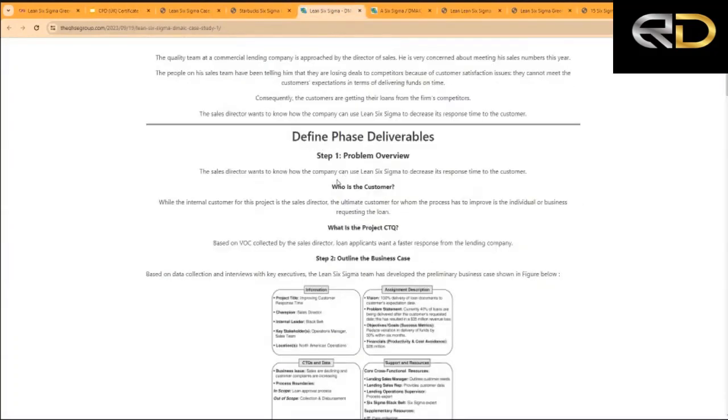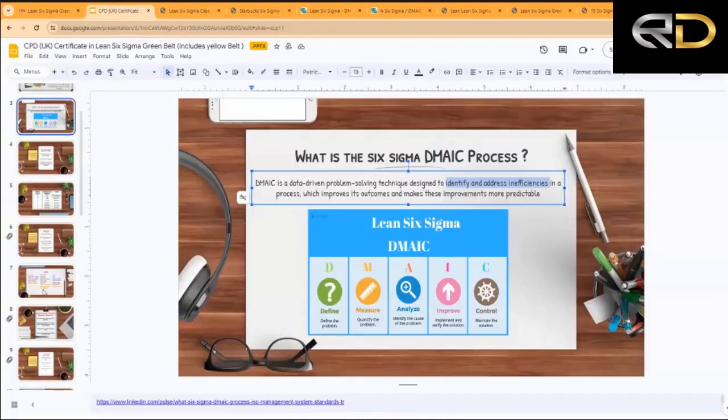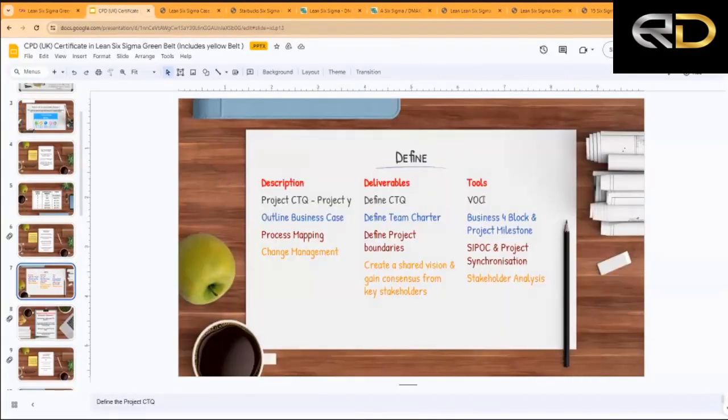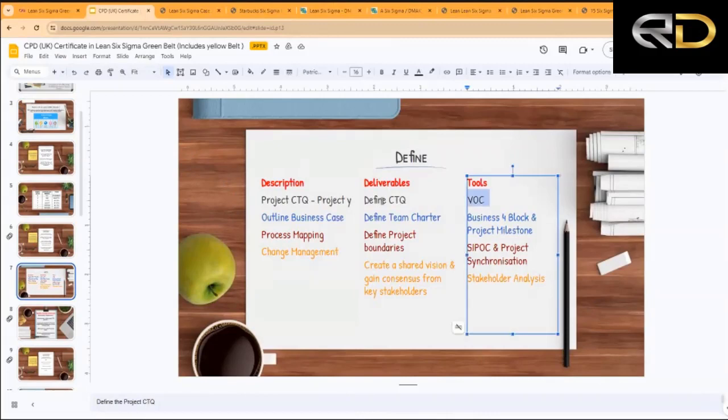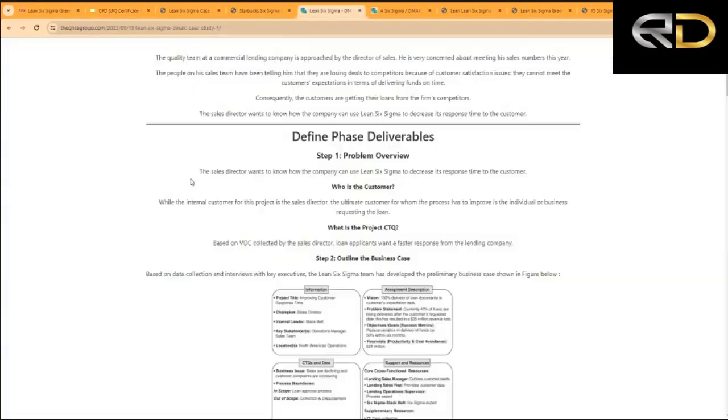So we are going to start off with the define phase. And in the define phase, what did we say? We said we need to use the VOC, voice of customer, to define the critical to quality. So what is the problem here? The sales director wants to know, how can we use Lean Six Sigma to decrease response time to the customer? How can we identify and address the inefficiencies in the process of responding to customers?